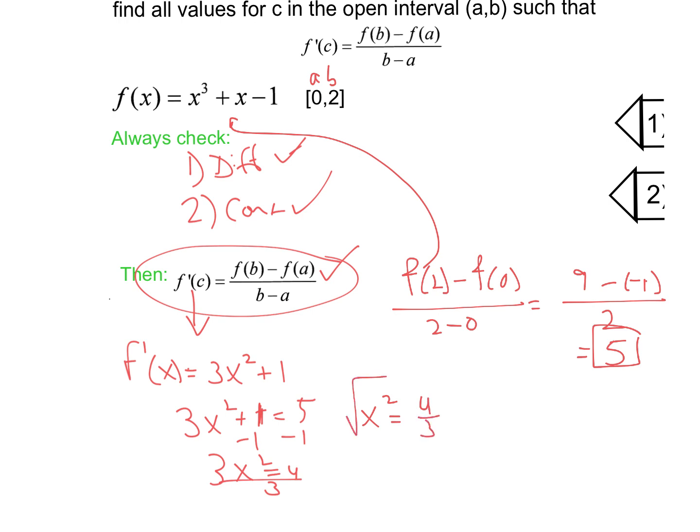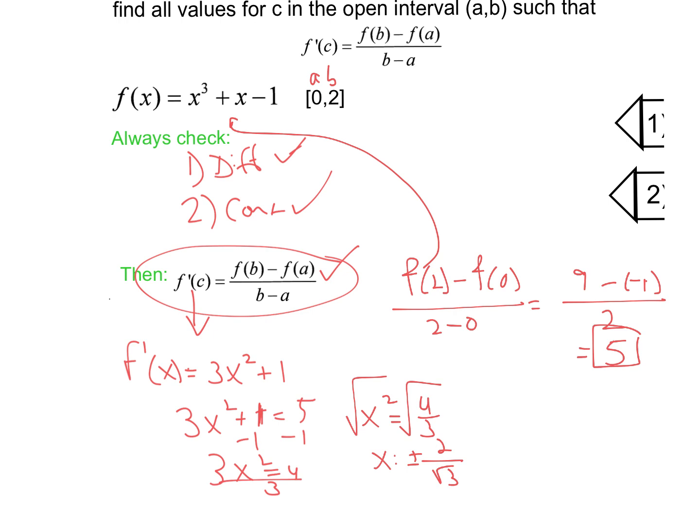Square root both sides. So you end up with plus or minus 2, because that's the square root of 4, over radical 3. And you guys don't need to rationalize it. But there's a problem, which you may notice. One of them doesn't work.